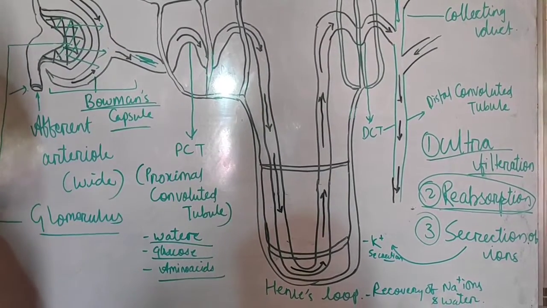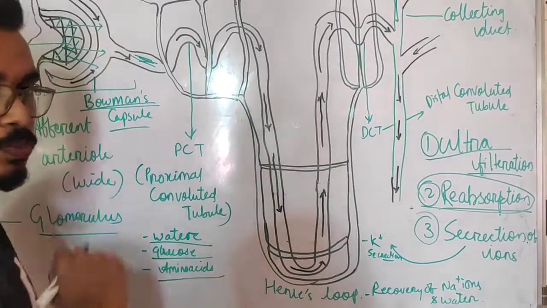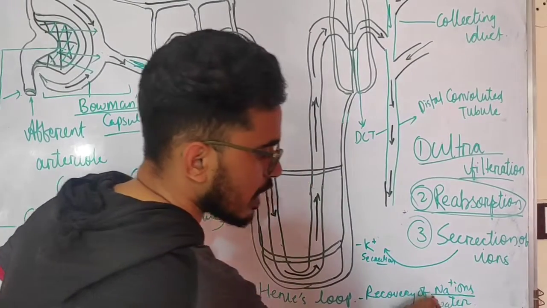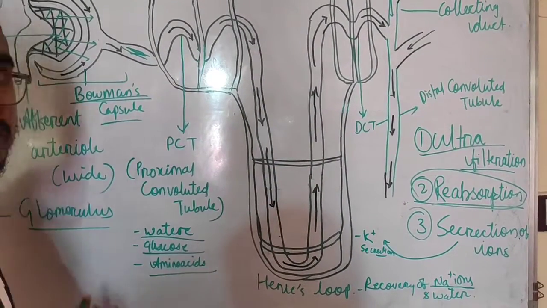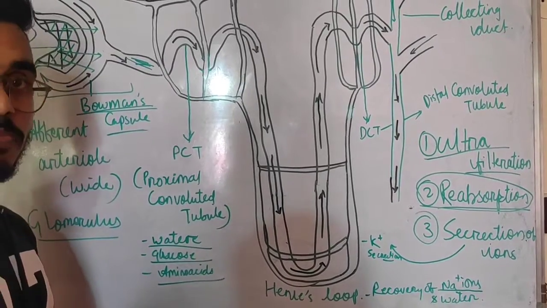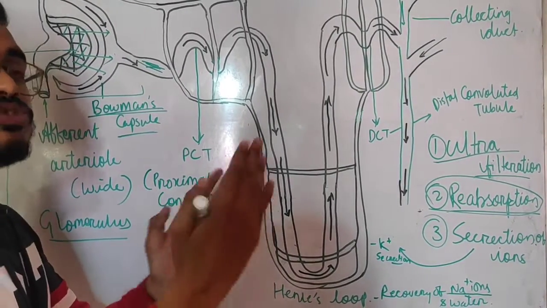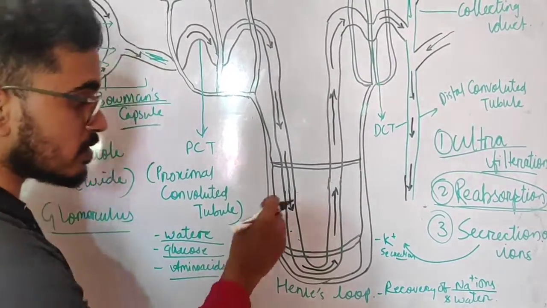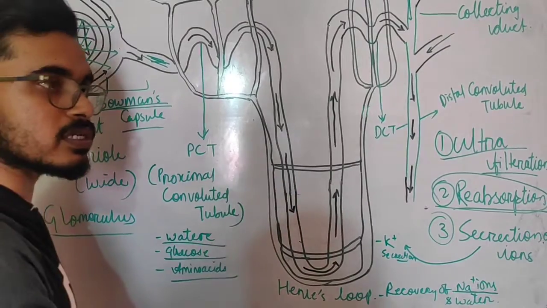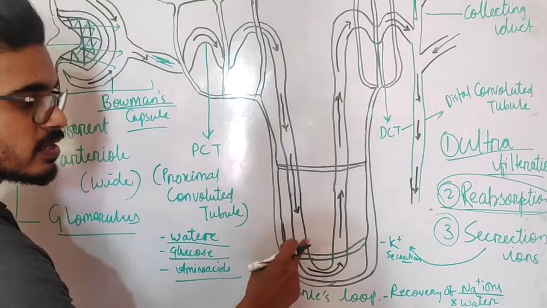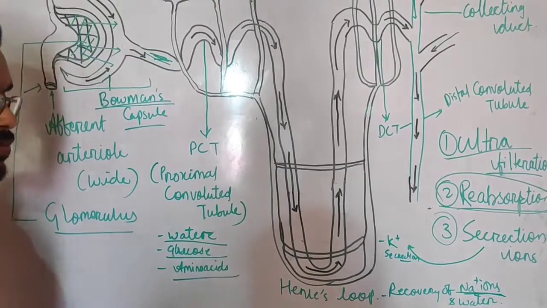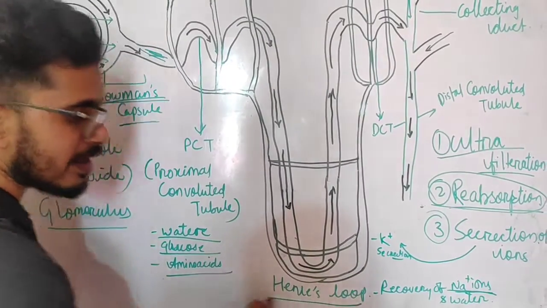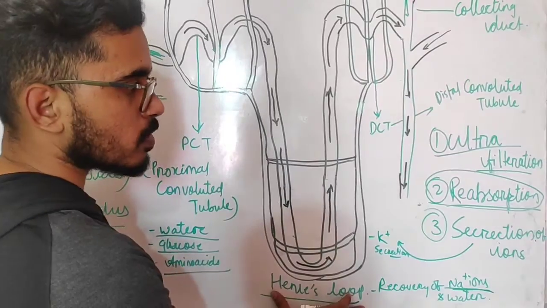Coming further, here comes the Henle's loop. What is the main function of the Henle's loop? Basically, it absorbs the Na+ ions and water from the waste. Apart from the waste, as I mentioned earlier, there is also presence of some nutrients required by our body. That is Na+ ions. The Na+ ions are absorbed by the Henle's loop. That is the role of a Henle's loop.